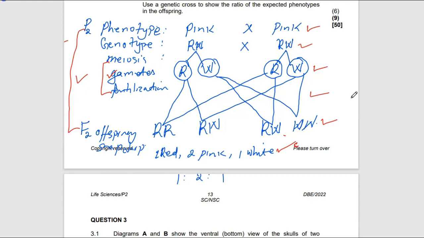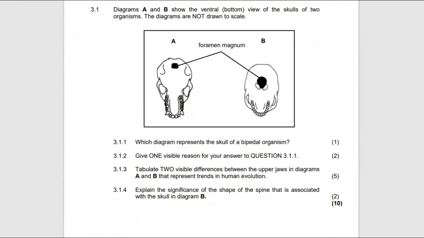This question is 2022 Department of Basic Education, NCS. Another question is about evolution. Here they're saying that diagram A and B show the ventral, that is the bottom side, of the skulls of 2 organisms. The diagrams are not drawn to scale. It means that that's not their size. So now asking, which diagram represents the skull of the bipedal organism?